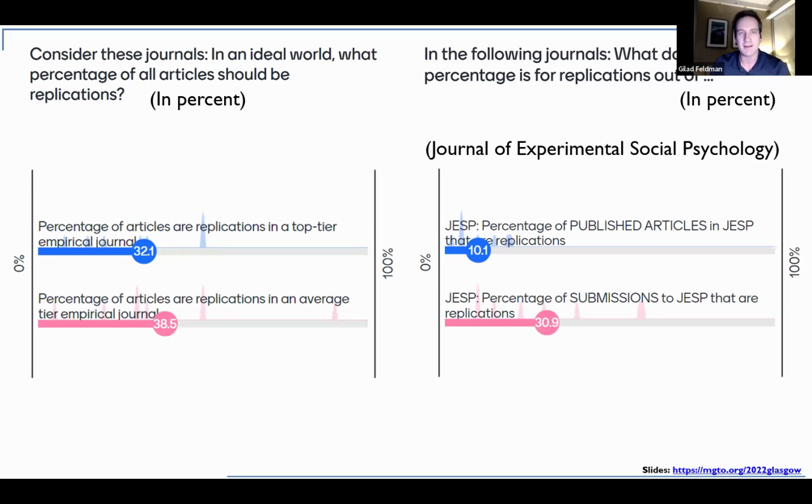People thought that in an ideal world, and I'm not really sure why and how they came to this, we had a little bit of a discussion, but they thought that in top tier journals it should be something like 32%, and on average, whatever average is, somewhere like 38.5. And they assumed that right now JESP, the Journal of Experimental Social Psychology, in terms of published articles, is about 10%, and about submissions, it's about 30%. It would be interesting to do a study on why people think that is and how.